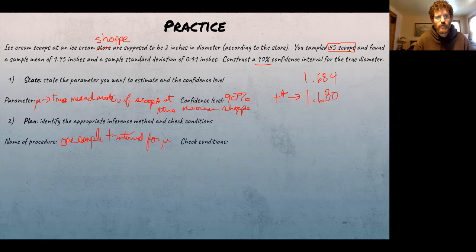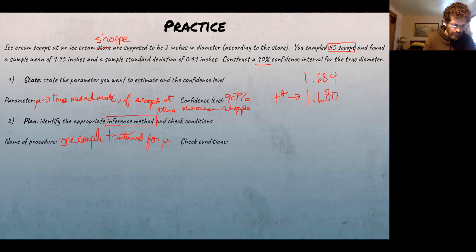So now we have two inference methods. Remember, inference, we're making claims about the population based on one sample or maybe two samples. Anyways, our inference method, we have two of them to pick from. We could do a one sample Z interval for proportions or one sample T interval for mu, for means.